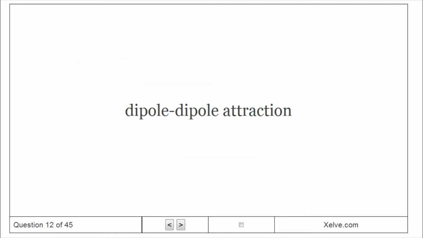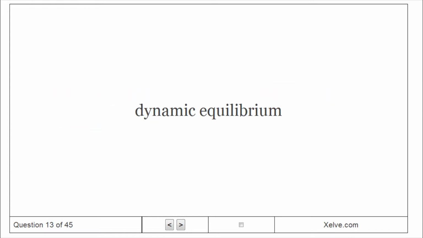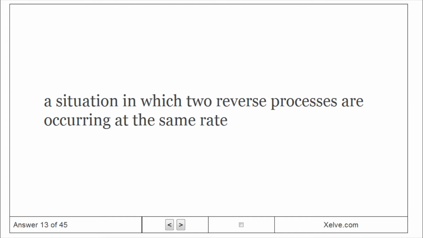Dipole-dipole attraction. Forces of attraction between two polar molecules. The positive part of one will line up with the negative part of the other. Dynamic equilibrium. A situation in which two reverse processes are occurring at the same rate.